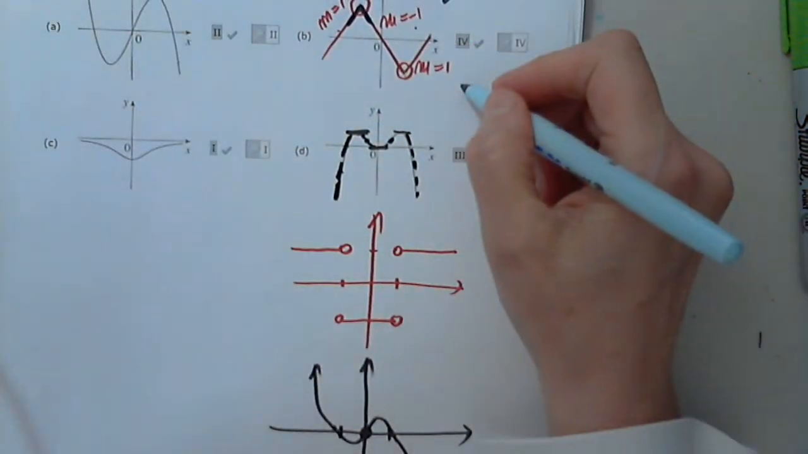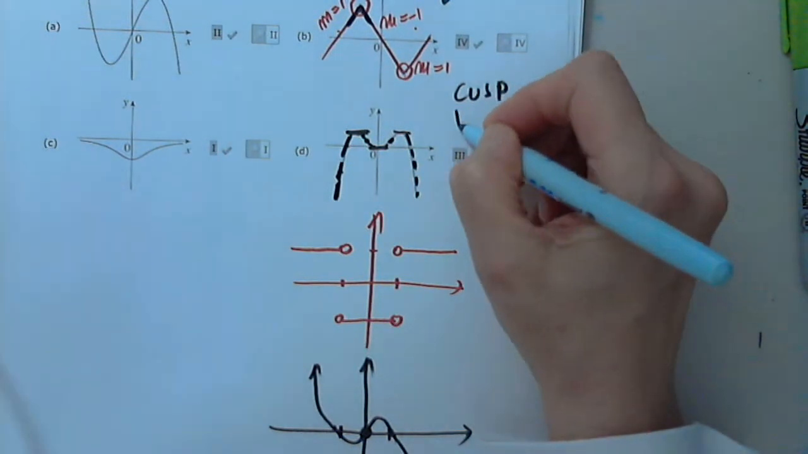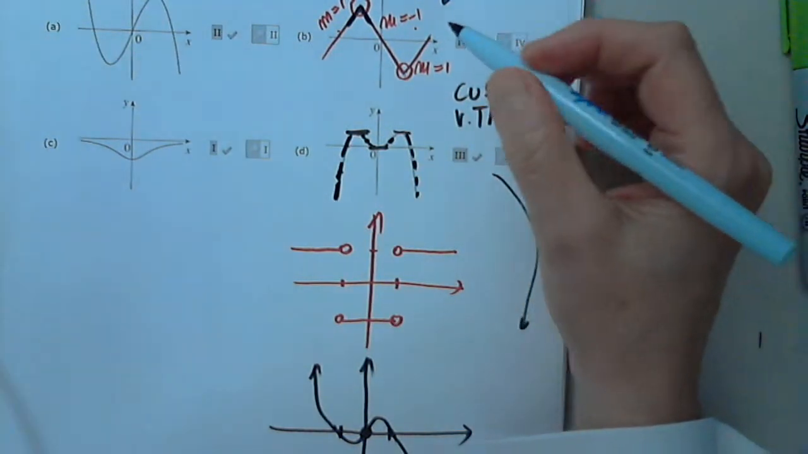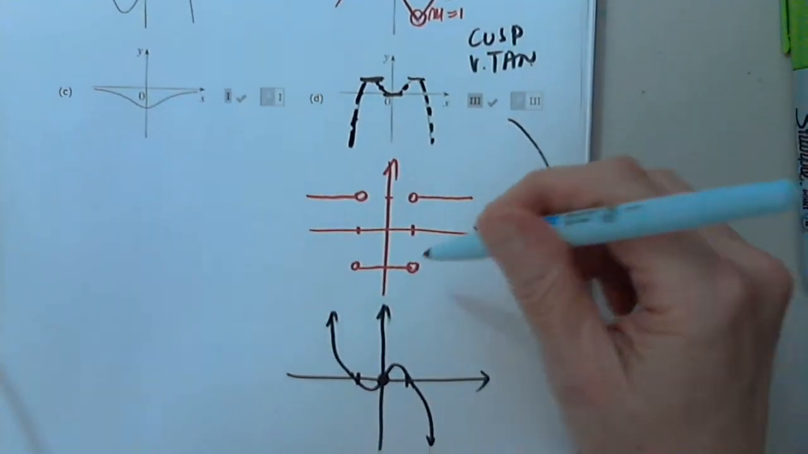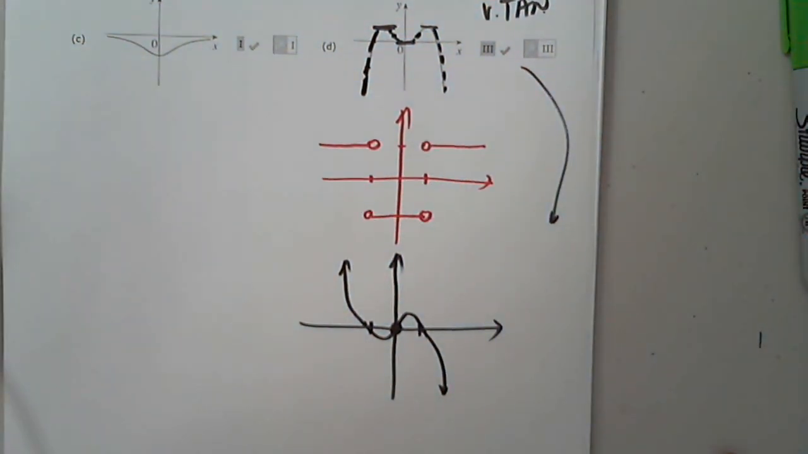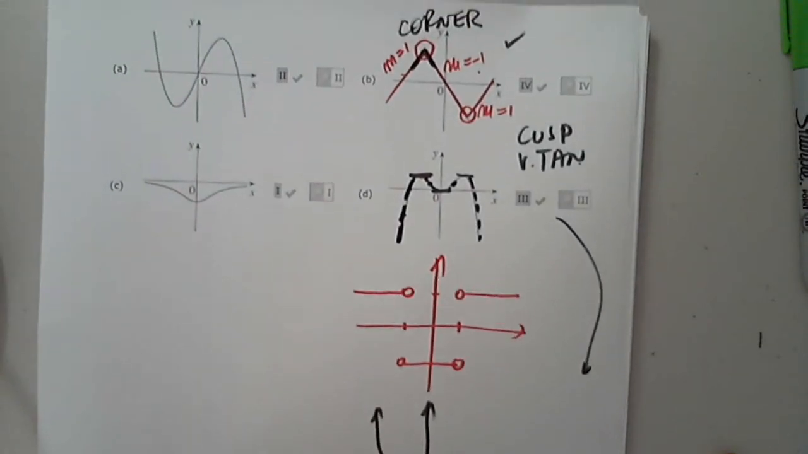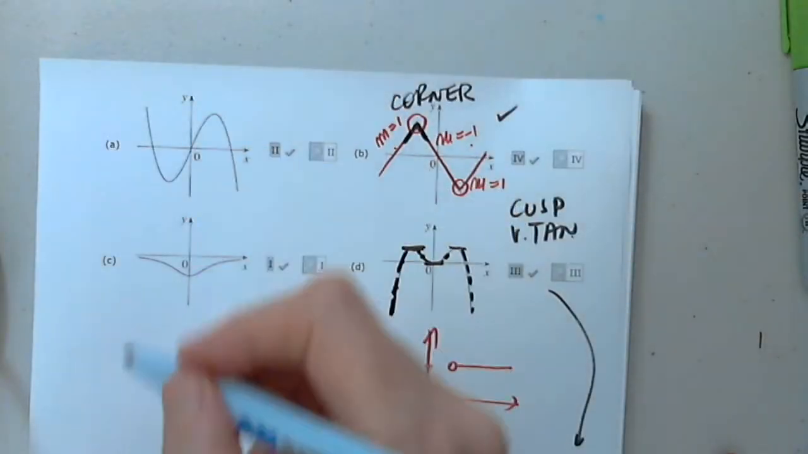So for corner and for cusp and for vertical tangent, in all these three situations, the function is continuous, but it's not differentiable. Okay. Is that better? Yeah. Perfect.